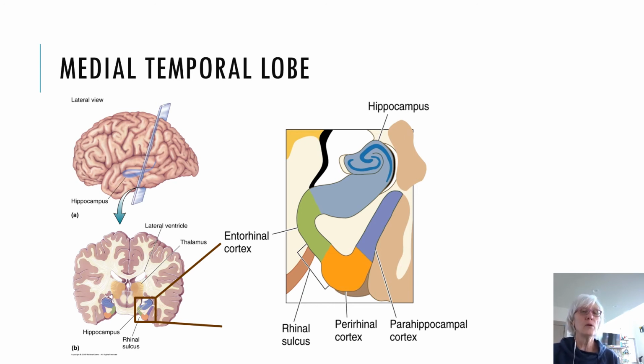The medial temporal lobe is required for declarative memory to be moved into long-term memory. And I've sort of expanded the region of the medial temporal lobe that we're going to focus upon. This includes the hippocampus, and the entorhinal cortex and the perirhinal cortex together make up the rhinal sulcus that are adjacent to the hippocampus. We're also going to mention the parahippocampal cortex, and all of these areas are critical for long-term memory storage.